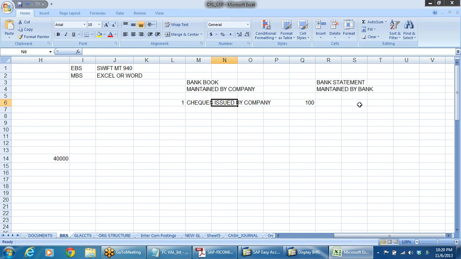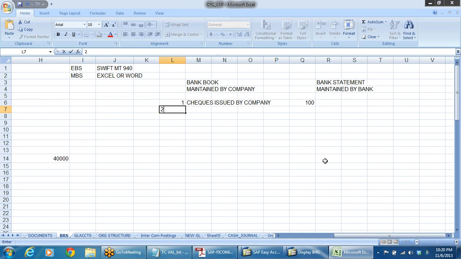They have to debit my account, then they have to send the funds. It takes a minimum of maybe 1 week to 10 days, right? So that is the reason there is a difference between the balance as per the bank statement and the balance as per my bank book, right?